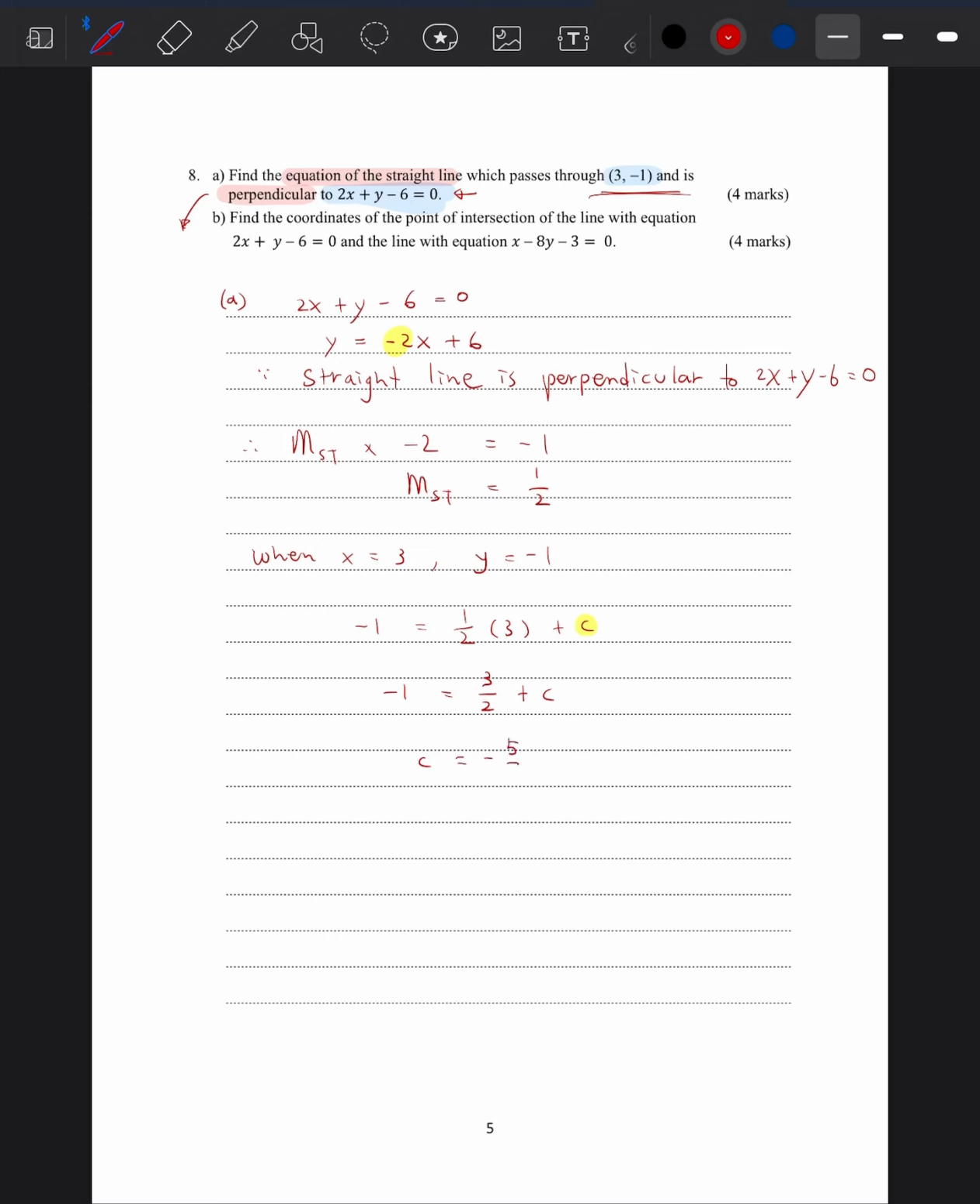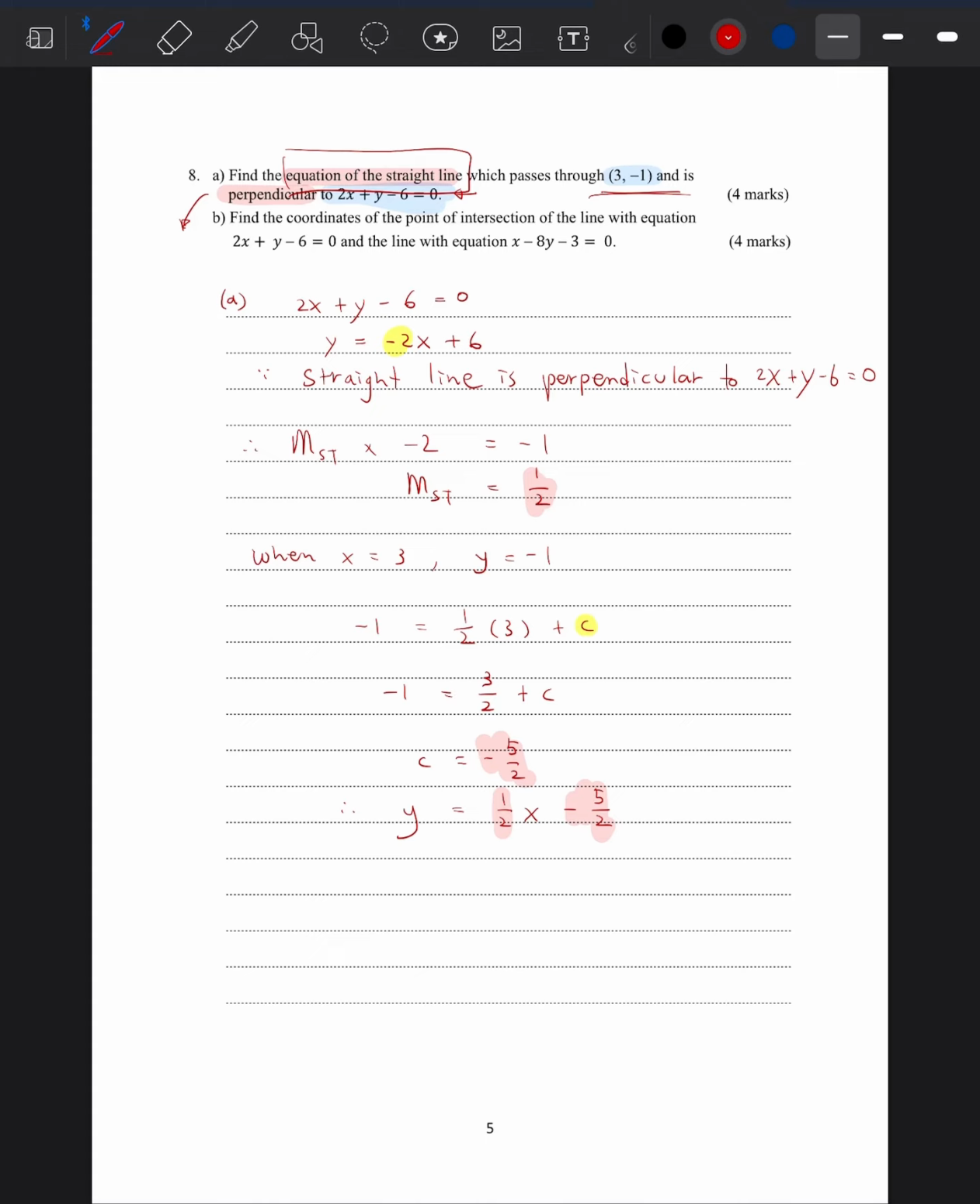So it is -5/2. And again, make sure you write the final line, because it asks you to find the equation of it. So the equation of it will be y equals your gradient x minus your c. So make sure you plug in these numbers here. So always when you've got a point and a line, you have to find the gradient and substitute the number in order to find your new equation of the straight line.